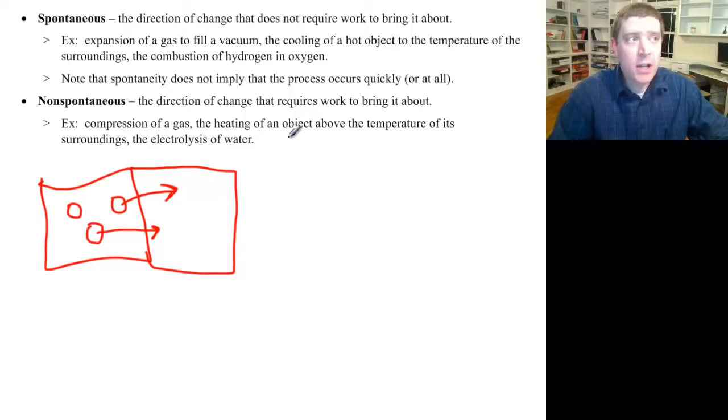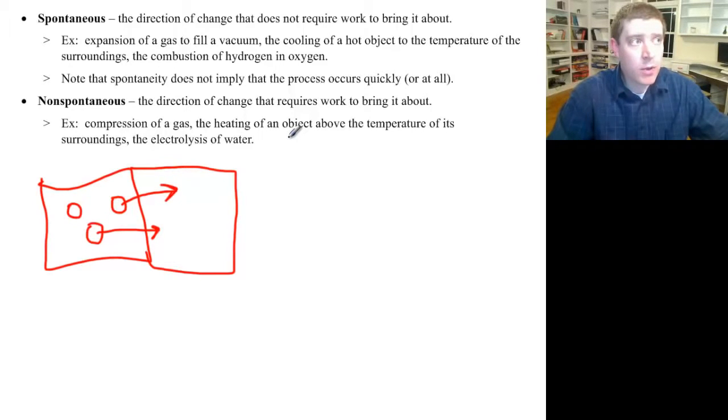I'd like to point out here that spontaneity, whether or not a process is spontaneous, doesn't imply that the process occurs quickly. It doesn't even imply that the process actually occurs at all. The process could be limited kinetically, which we'll get to later in the course. It is only saying which direction the process would go if it goes anywhere.